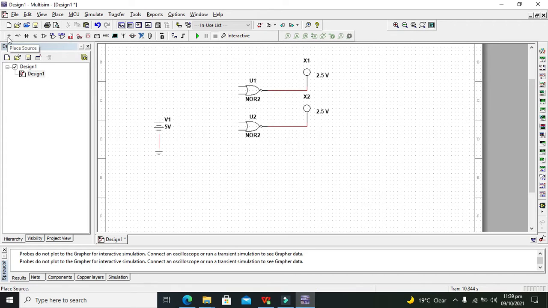Now, after this, we need to create a feedback loop. This is called the feedback loop: from the output of the second NOR gate to the input of the first NOR gate, and from the output of the first NOR gate to the input of the second NOR gate, like this. Okay, so this is our feedback.